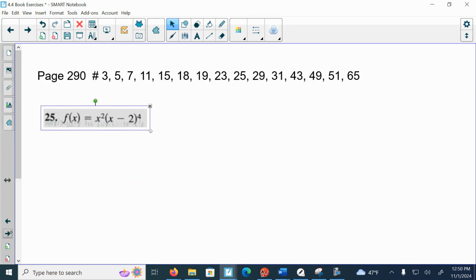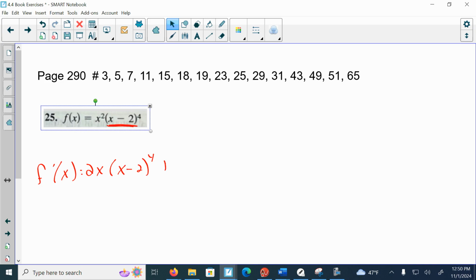Number 25. Now I have x squared times x minus 2 to the 4th. So I'm going to have to do the product rule. And when I take the derivative of this one here, I'm going to have to use the chain rule. So let's just start really slow. If I take the derivative, I'm going to take the derivative of that x squared first and make this 2x. Leave that x minus 2 to the 4th alone.